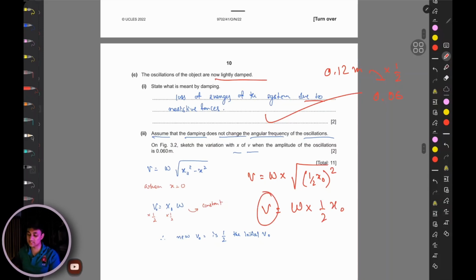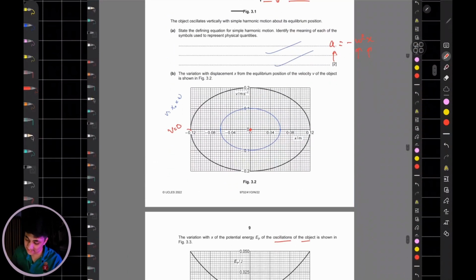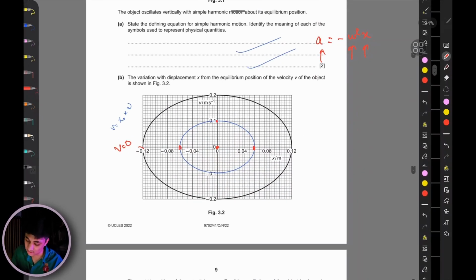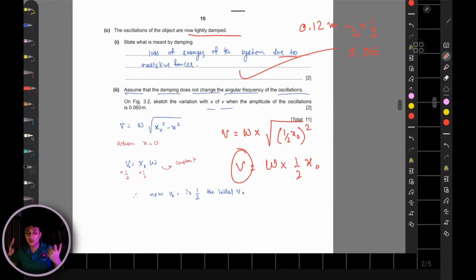Therefore, notice your velocity, maximum velocity, has actually halved in value. So if your amplitude has halved in value, your velocity will also halve in value. That is your maximum velocity. Therefore, I can say if your maximum displacement or amplitude is 0.06, your maximum velocity will be 0.1. Why? Initially it was 0.2. So if your velocity is halved, it's now going to be 0.1 because your amplitude is halved. And we saw by deriving that if you halve your amplitude, your maximum velocity also gets halved.